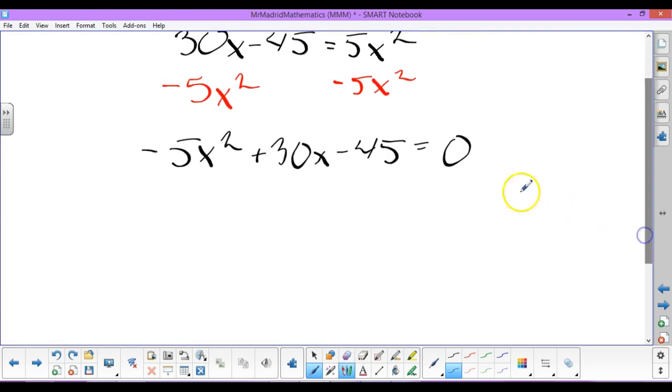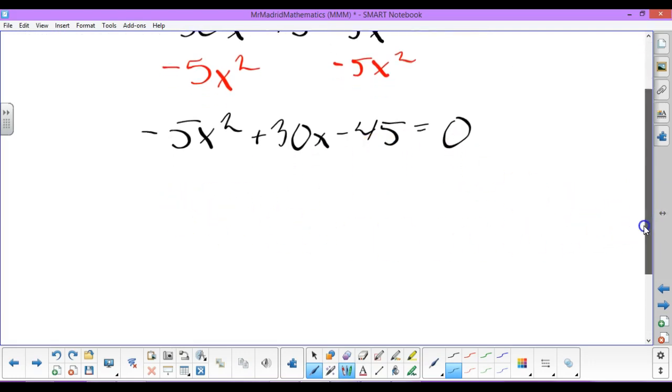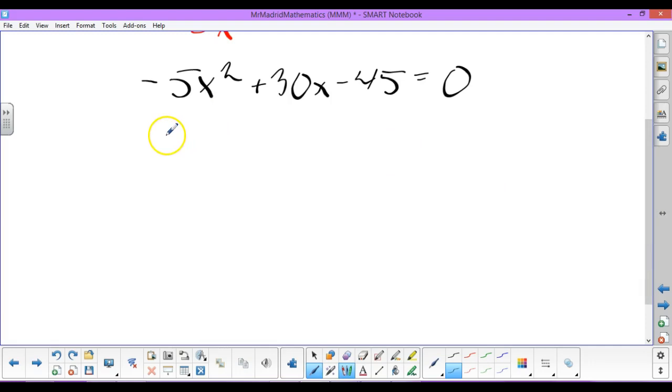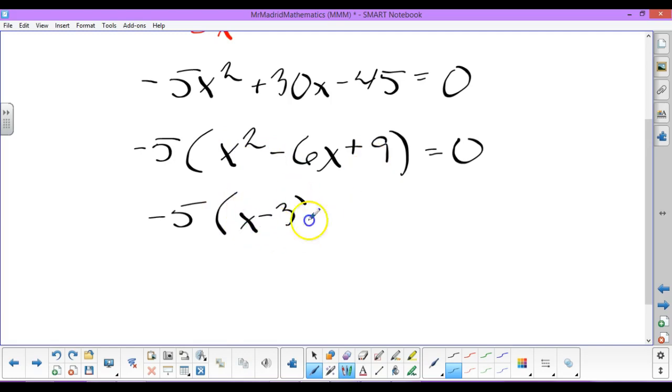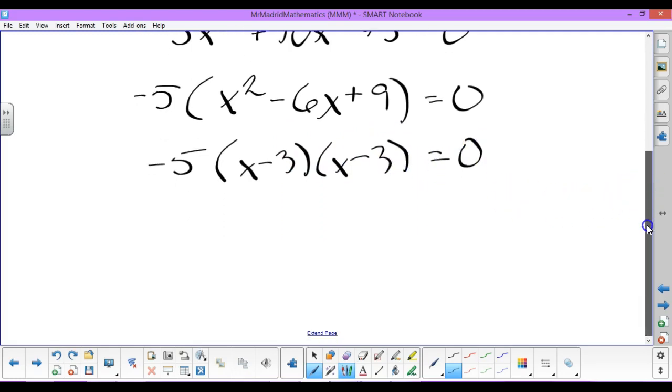Now I can go and factor this out. This is a nice review. I'm going to take out the greatest common factor, -5, which leaves me x squared minus 6x, since this times this gives me a positive 30, be careful, and this gives me a positive 9, since this times this gives me -45, equals 0. Next, I'm going to factor this like we've done in the past. So I get x minus 3, x minus 3 equals 0, and I'm ready to solve.